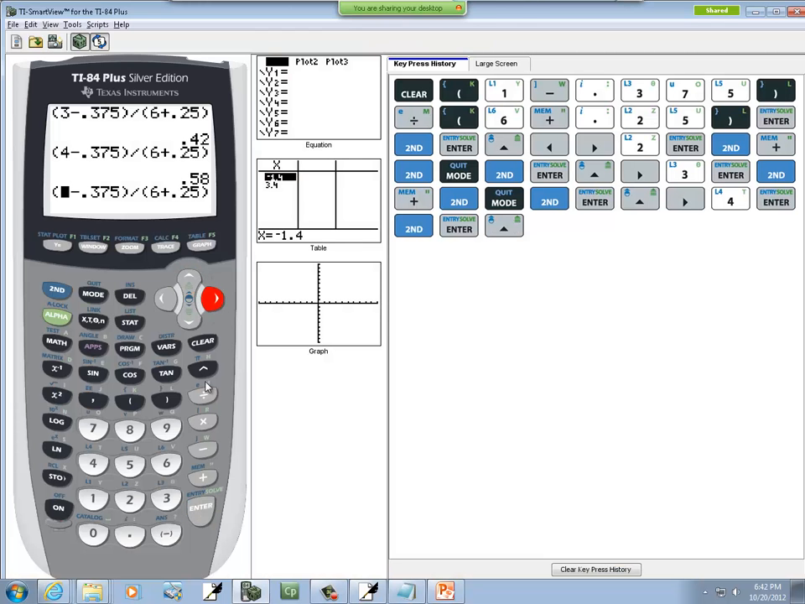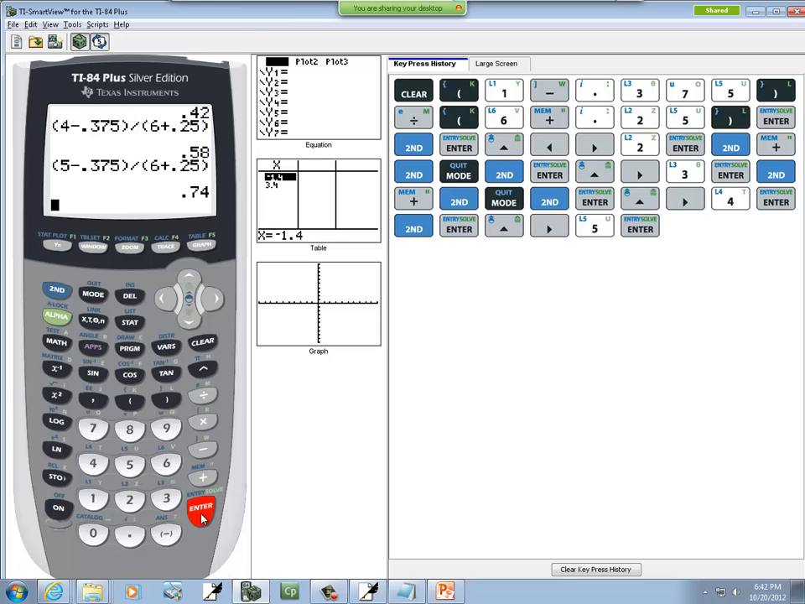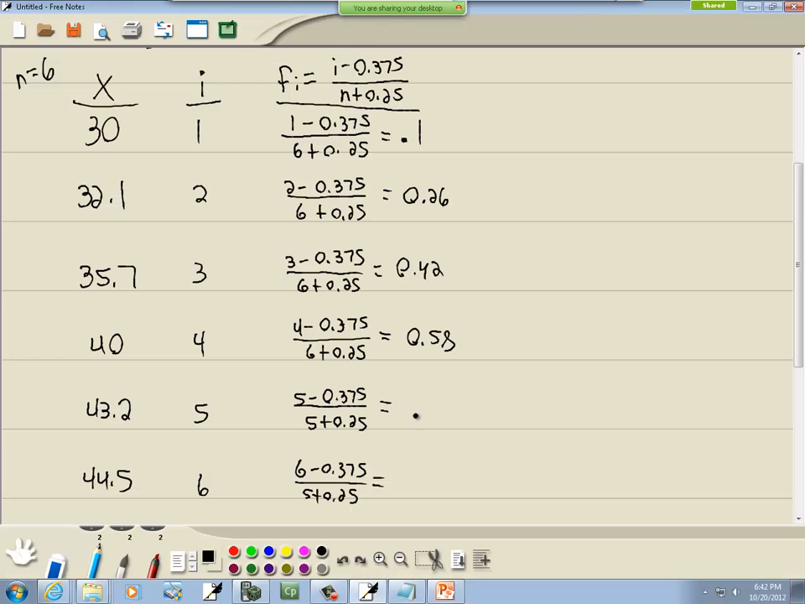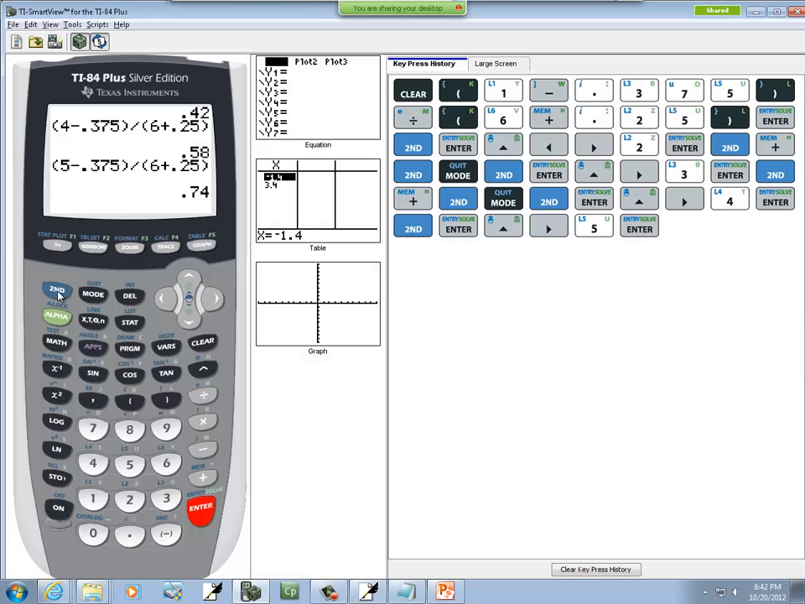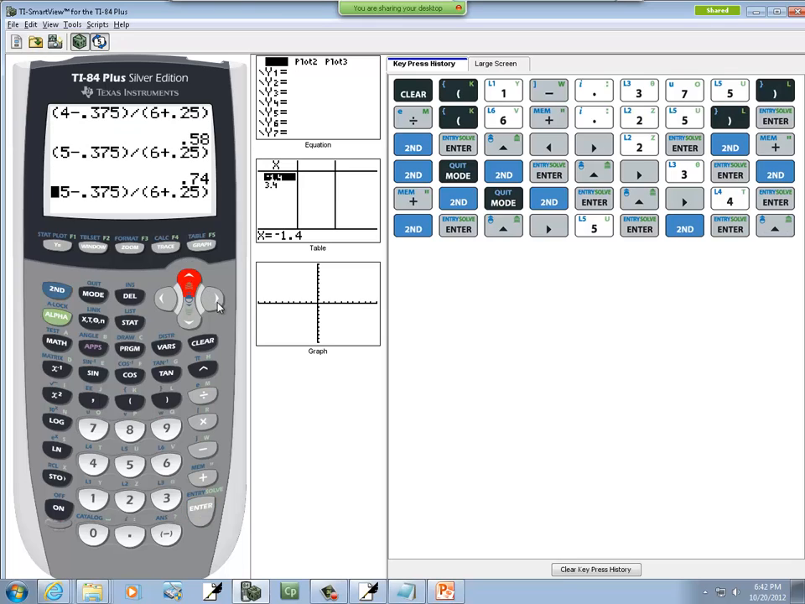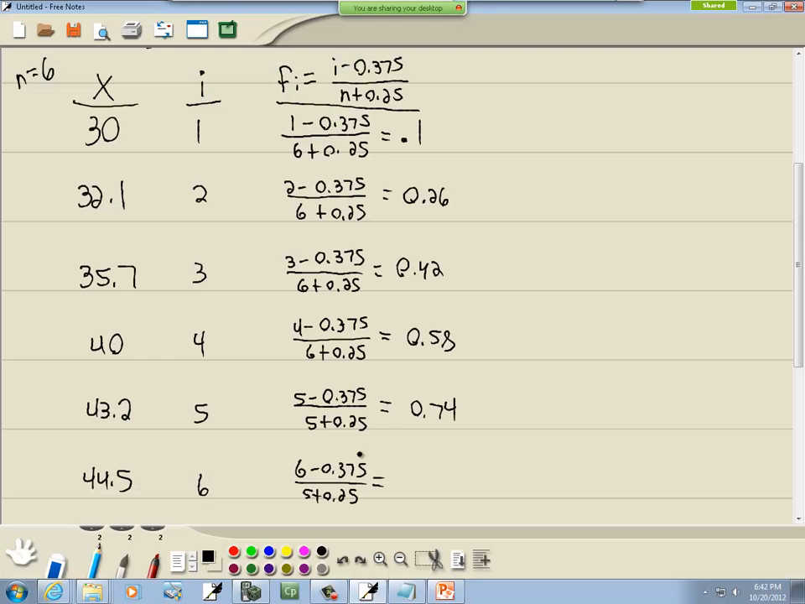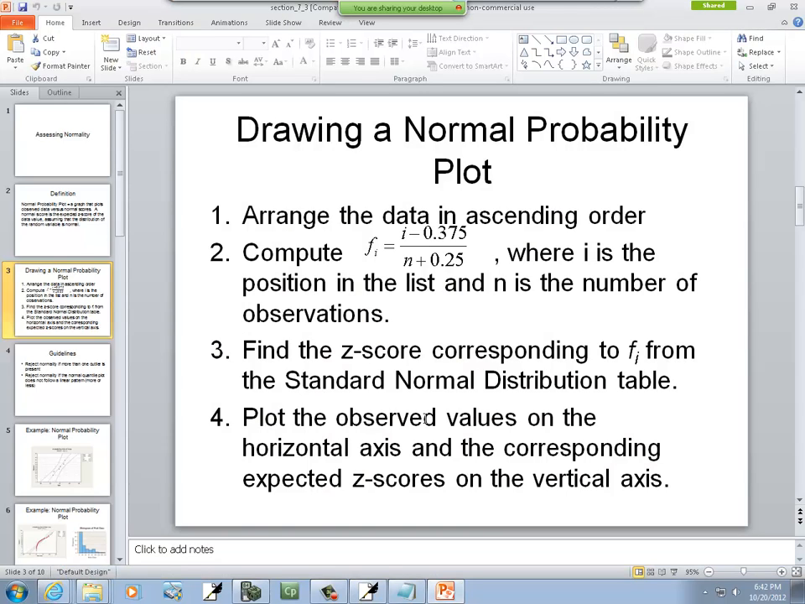5. 0.74. Excuse me. Then second enter, 6. And we get 0.9. Okay, so that's our f sub i's.